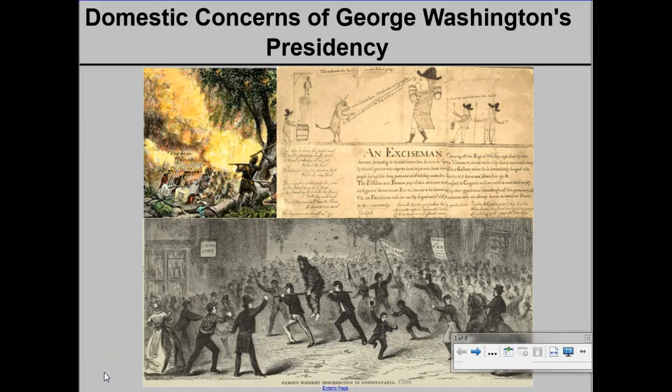Howdy historians, Mr. Montgomery here bringing you a flip lesson about the domestic concerns of George Washington's presidency. So now that we've seen him organize the federal government, stabilize the credit and economy of the country, and also handle foreign affairs, now we need to see how Washington is going to handle his domestic concerns as well.